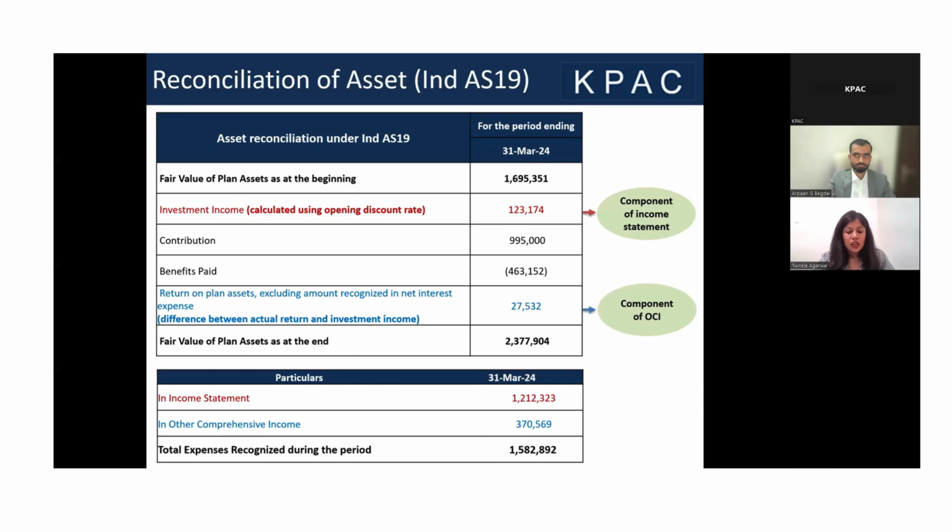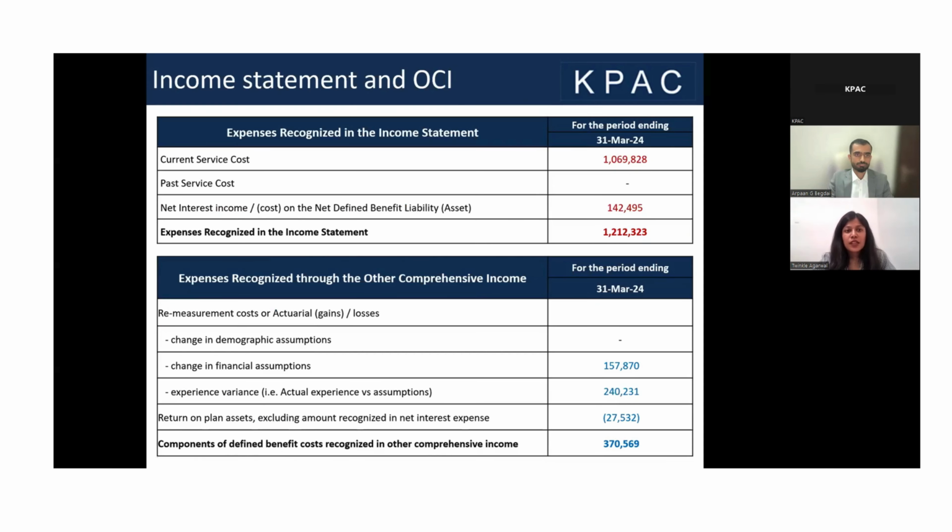resignation. Now, an important adjustment is another component, which is return on plan assets. This is the amount excluding the amount which is recognized in the net interest expense. This basically represents the difference between the actual return and the expected return on asset. This is recognized under other comprehensive income. Then we finally have the fair value of plan assets as on the closing valuation date, which is 31st March 2024.